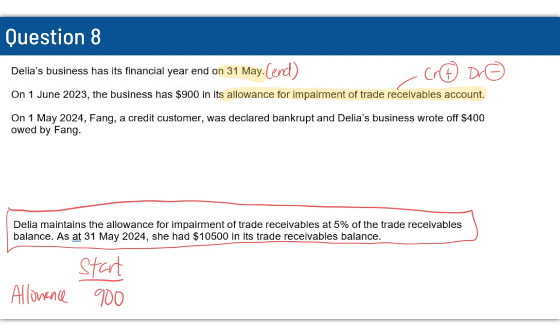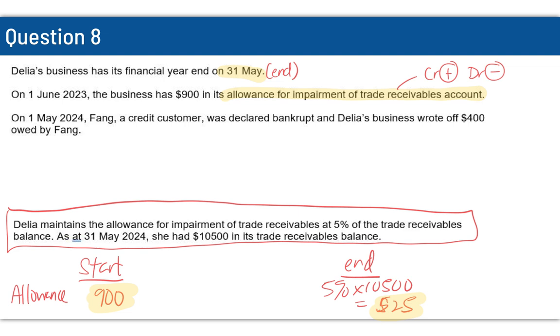The ending is that at the end of the year, you have 10,500 in your trade receivable, and you want your allowance to be maintained at 5%. So you take 5% times 10,500 to give you 525. Okay, and on first glance it looks like your allowance is going to decrease from 900 to 525, and this represents a decrease of 375. So a decrease in allowance, you will debit your allowance, right?